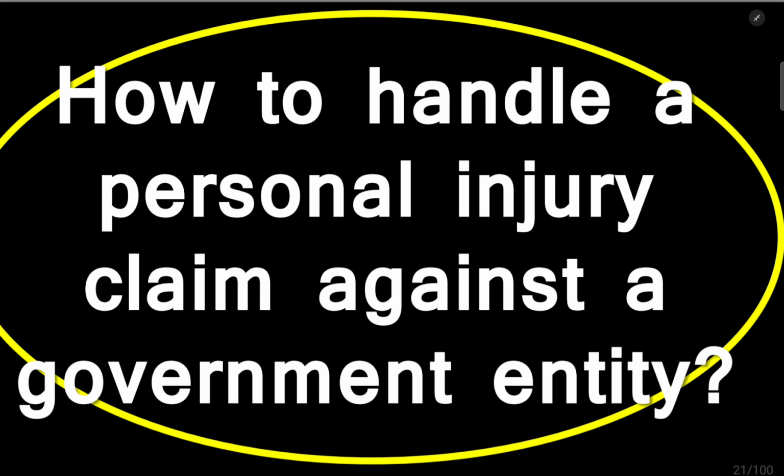How to handle a personal injury claim against a government entity. Begin by explaining that handling a personal injury claim against a government entity, such as a city, county, state, or federal government, can be a complex process, emphasizing that government entities have special procedures and deadlines that need to be followed carefully to ensure the claim is valid.